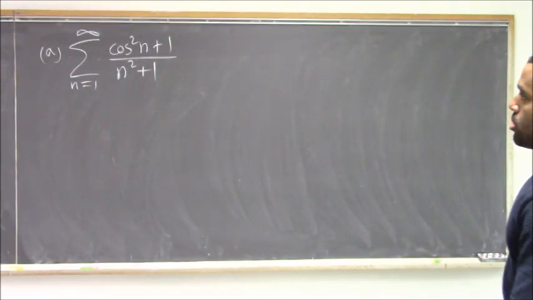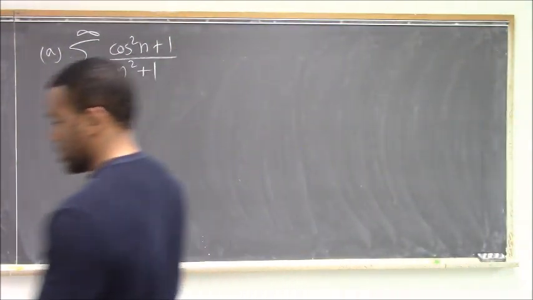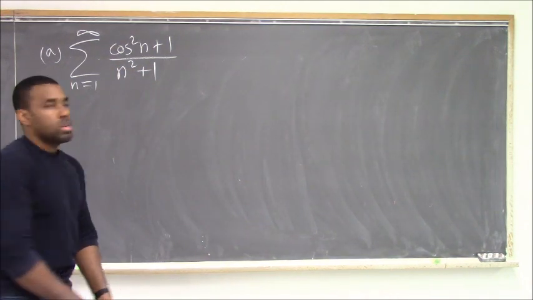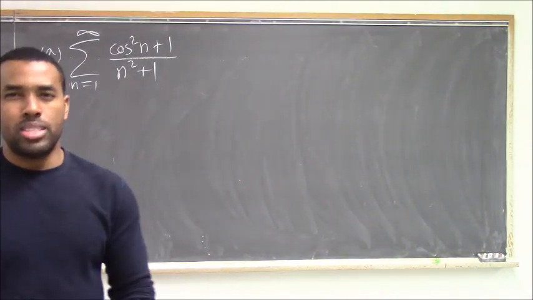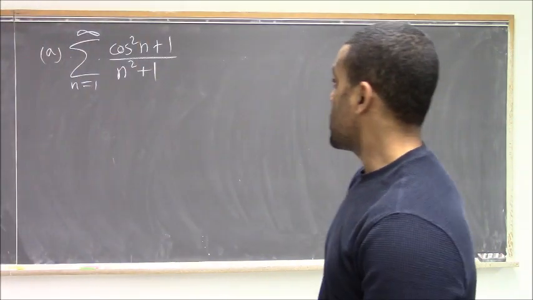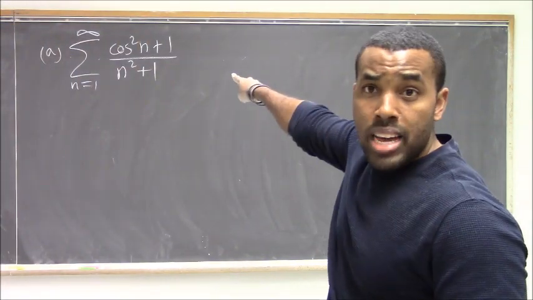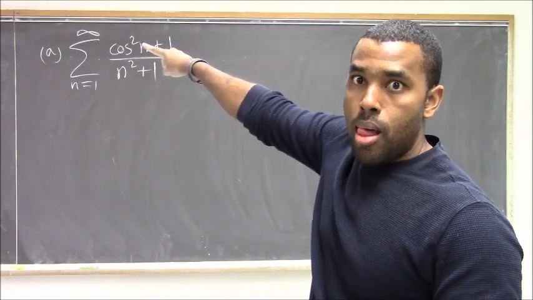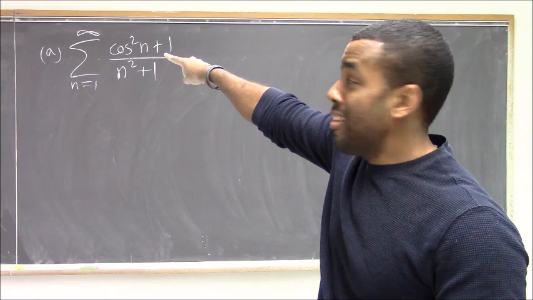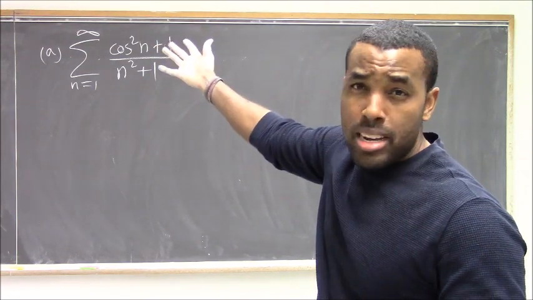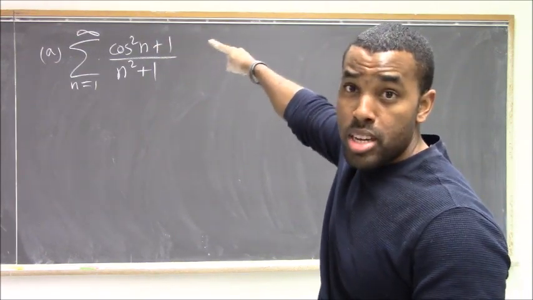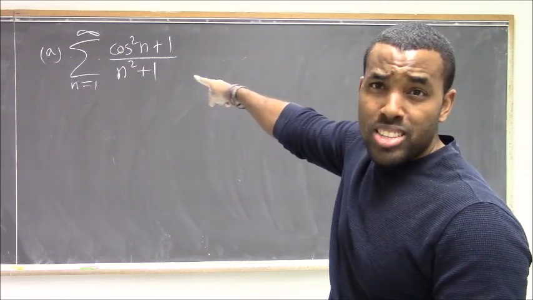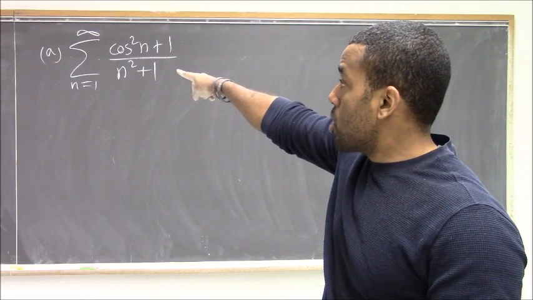Okay, so that's the problem. Cosine squared n plus 1 over n squared plus 1. All right, so first thing I would do, I'm not going to write it out because this one's probably a little bit easy to see. The limit of that does go to 0, right? So your cosine squared, the biggest that could be is 1, so the largest the top can be is 2, and the denominator is an n squared plus 1, so that's going to go off to infinity.